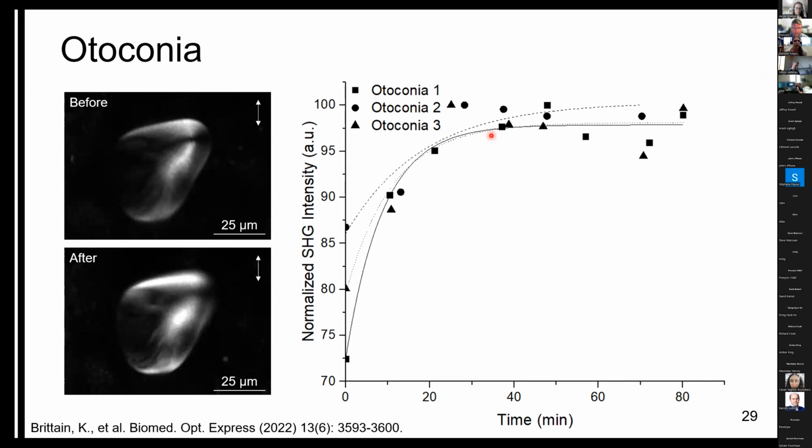Now, although otoconia are primarily composed of calcite, the small portion of the organic matrix contains a fibrillar structure similar to collagen, of glycoproteins and glycosaminoglycans. And so we think that it is this fibrillar structure that might be giving rise to our SHG signal.